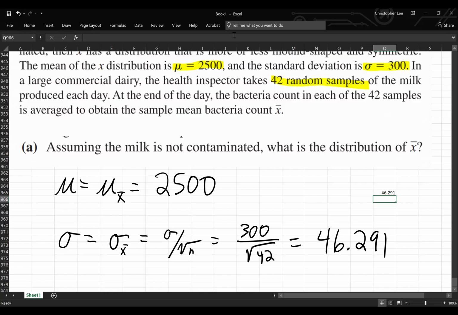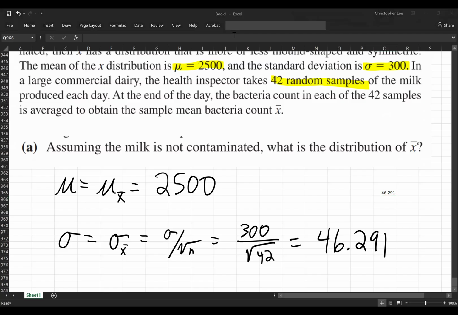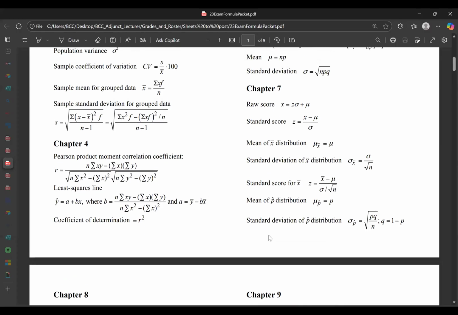Real quick, just to recap, if I'm looking on my formula sheet, it's right here. The mean of the X bar distribution and the standard deviation of the X bar distribution is right there. So you don't need to memorize this. It's all given to you.